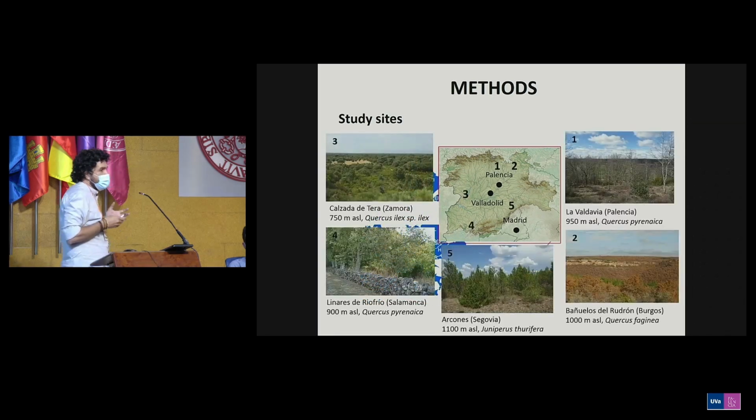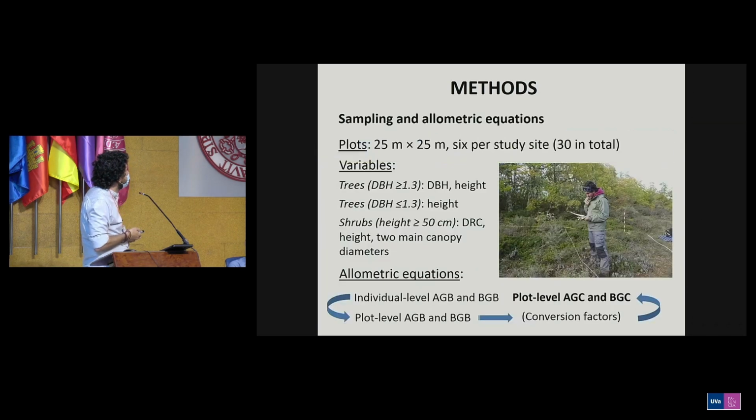So once defined the areas occupied by abandoned agricultural lands, we randomly selected 5 study sites. 2 of these sites were dominated by Quercus pyrenaica, and the other 3 were dominated by Quercus ilex, Juniperus thurifera, and Quercus faginea, respectively. In these areas, we set 6 plots per study site, 30 plots in total.